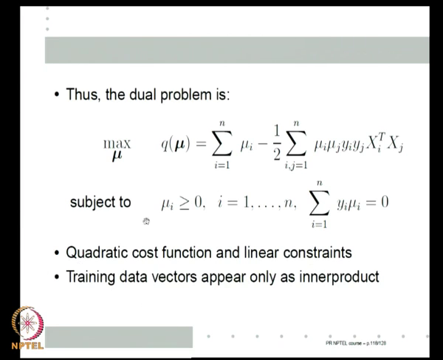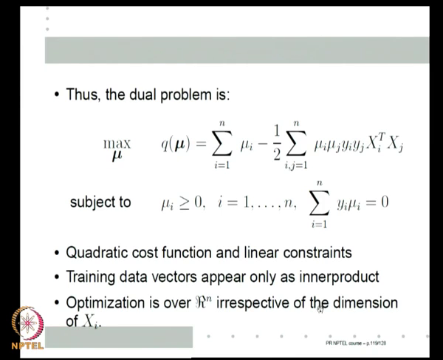Another very important thing for us, which I will once again stress in the next class, is that the training examples come only as inner products here, x_i transpose x_j. That is the only way the training examples enter into this optimization problem, which happens to be very useful to us later on, so we will remember it. Because this dual problem is a maximization over mu, the vector of Lagrange multipliers.